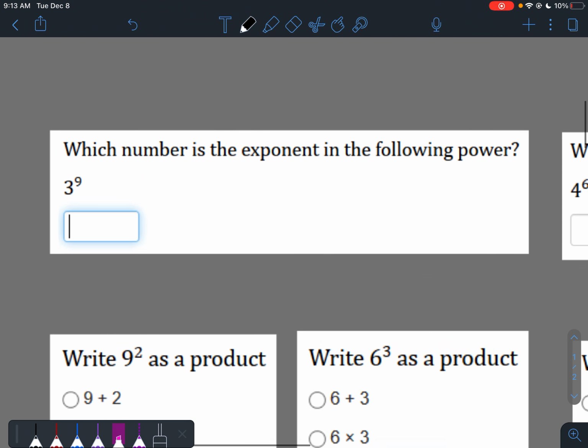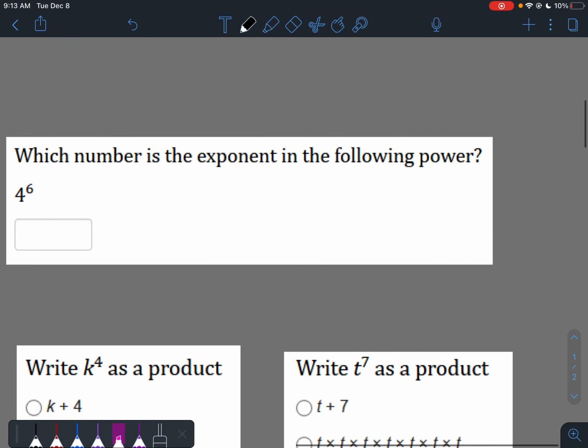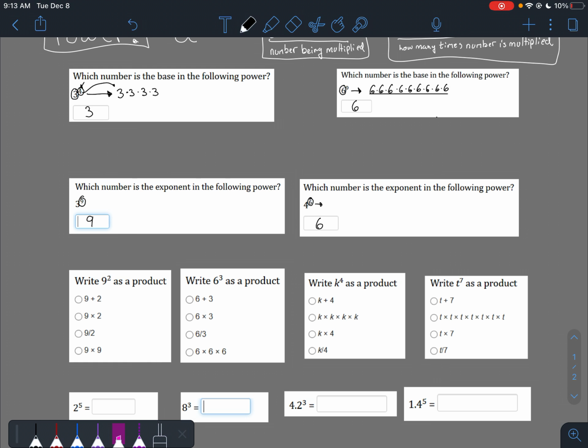In this situation, which number is the exponent in the following power? The exponent is going to be the little number up top. That's going to be 9. Which number is the exponent in the following power? In this case, it's going to be 6. So this would be 4 written out 6 times, and I'm not going to do that this time around. We did that up top.